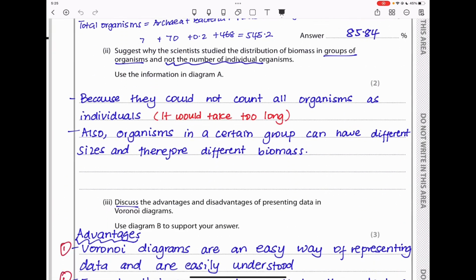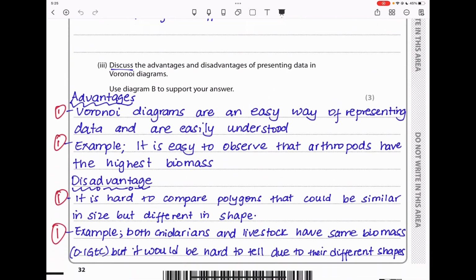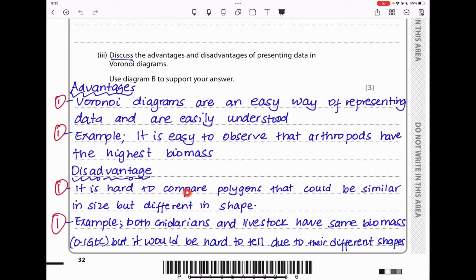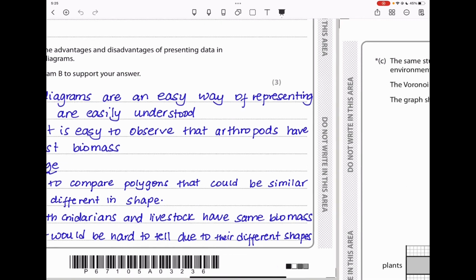So let's go back. So the disadvantage, I said, is it is hard to compare polygons that could be similar in size but different in shape. The example is both cnidarians and livestock have the same biomass, which is 0.1 GTC, but it will be hard to tell due to their different shapes. So that is very important.